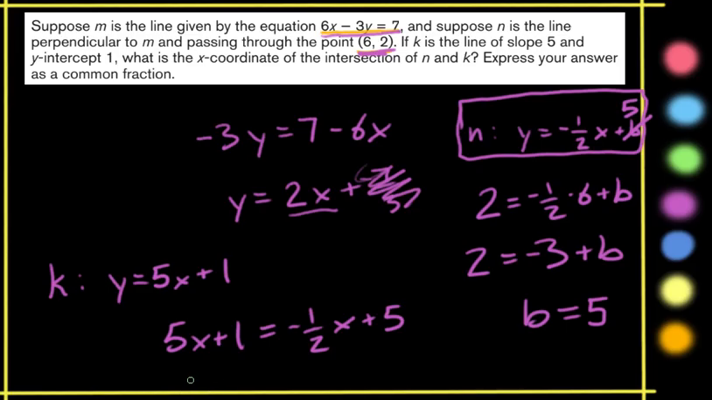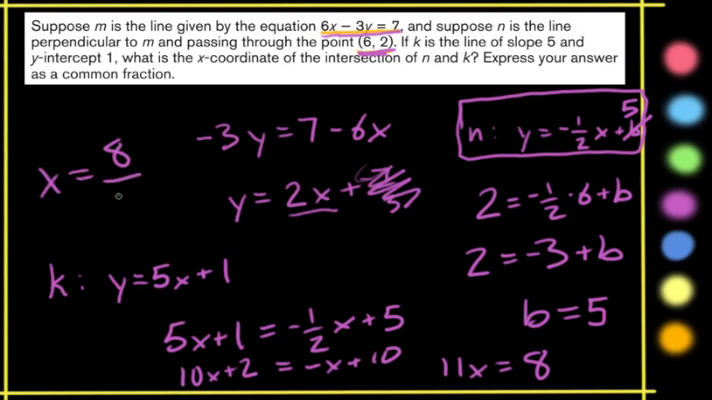Maybe I'll multiply by 2 just to get rid of the fraction. So this is going to be 10x plus 2 equals negative x plus 10. And I can add an x and subtract a 2 from each side. That's going to give me 11x is equal to 8. And then I can solve that as x equals 8 over 11. And that's going to be our final answer, because they wanted the x-coordinate of the intersection. So that's all we got there.